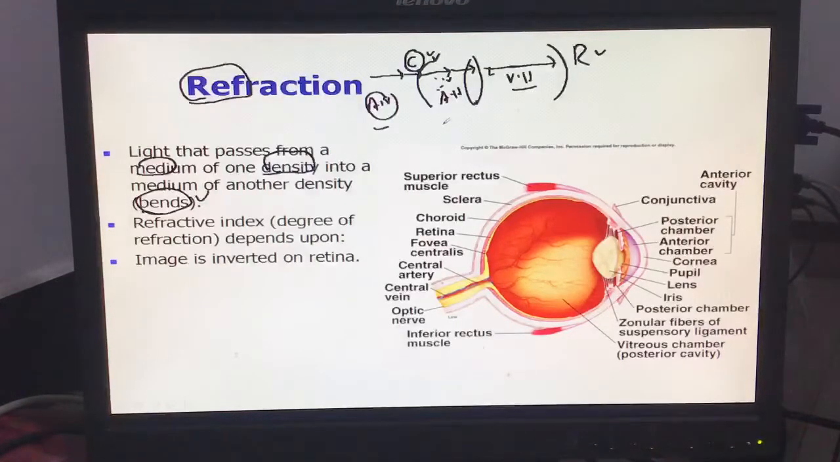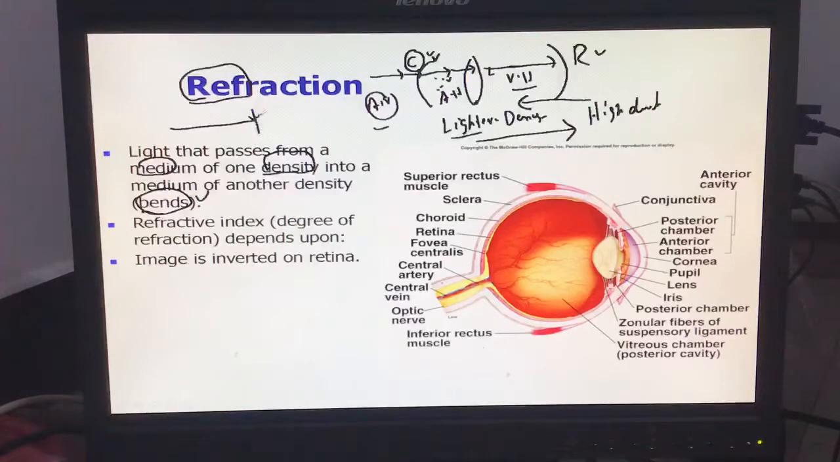But when light is moving between different media, some are low density media and some are high density media. When light changes from low density to high density, or high density to low density, light changes its direction, this way or this way. This is known as refraction. It is the opposite of reflection. Reflection is just that light comes back after collision.